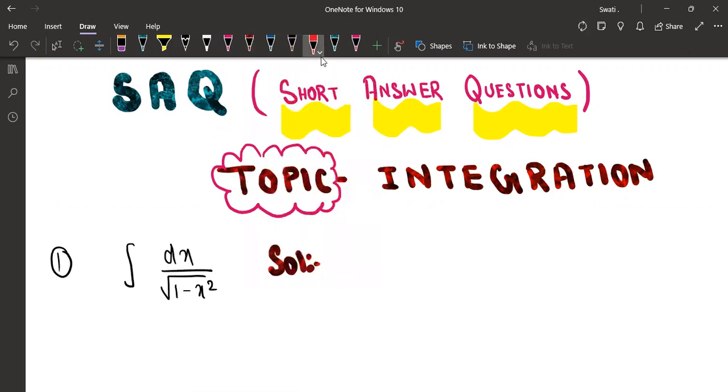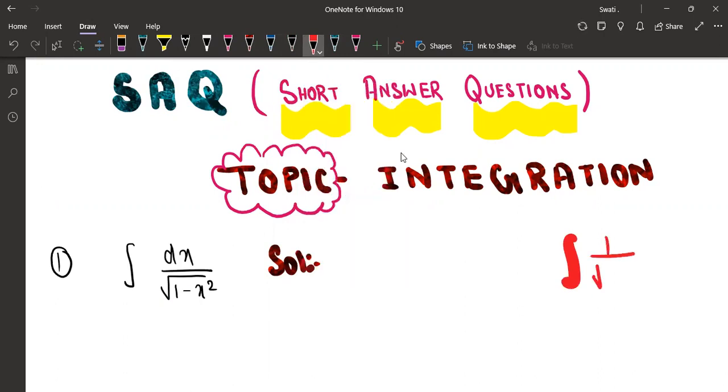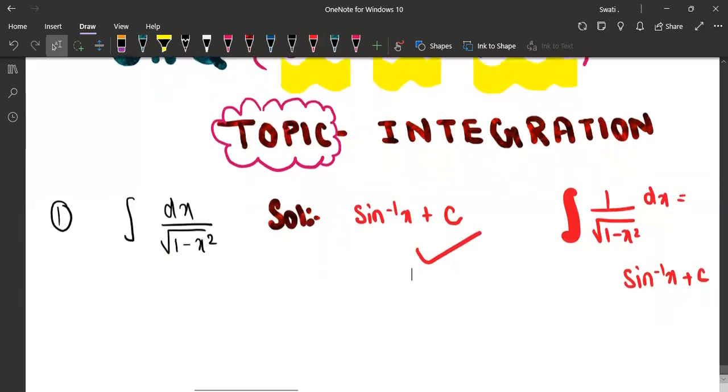So the formula here is that the integration of 1 over root over 1 minus x squared dx has a direct formula, and it is sine inverse x plus the constant of integration. So using this formula directly, we can write the answer as sine inverse x plus c, where c is the constant of integration. And that's the answer. It was a very short answer question. So let's move to the next question.